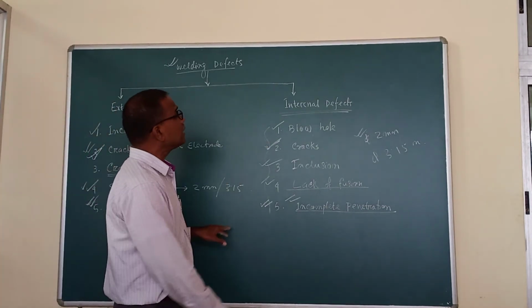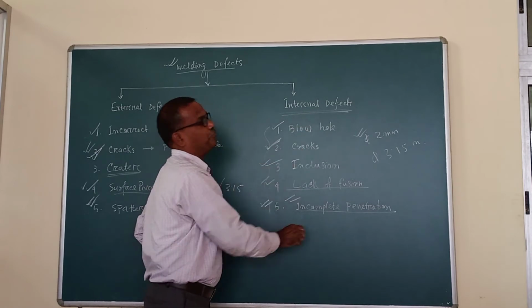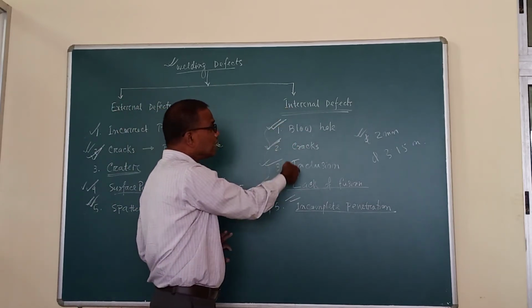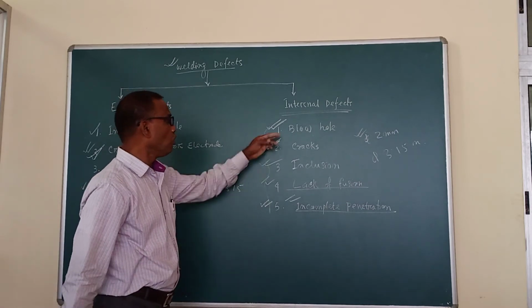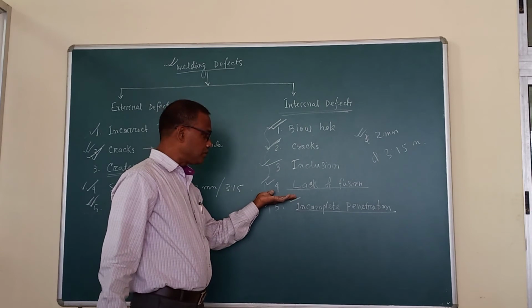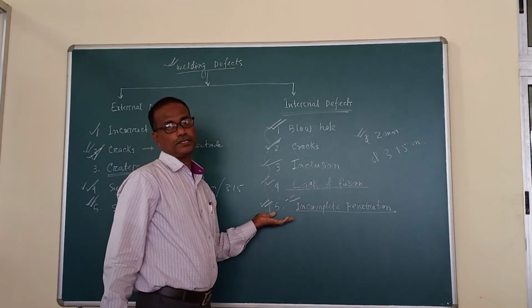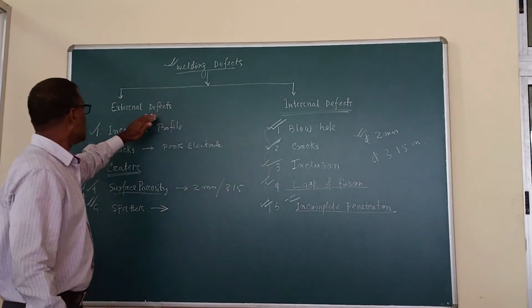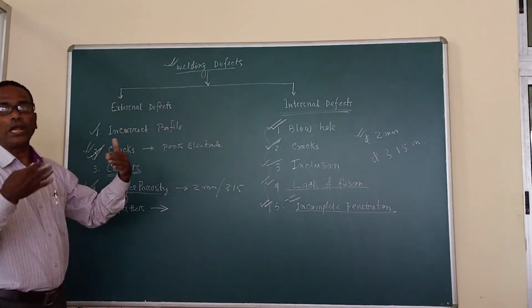So see, these are the internal defects. If I missed it, please consider these the internal defects: blowholes, cracks, inclusion, lack of fusion, and incomplete penetration. These are internal, inside the welding bead. These are external, outside the welding bead.